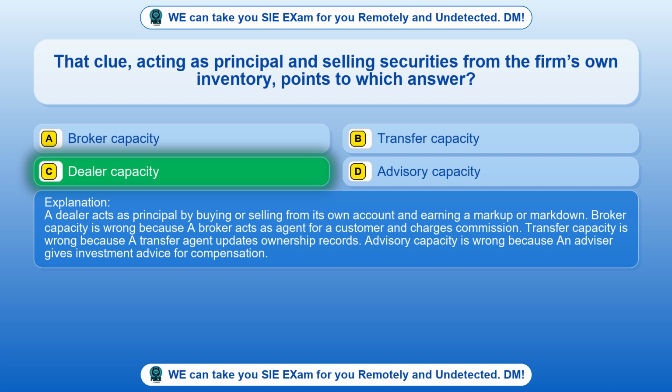Broker capacity is wrong because a broker acts as agent for a customer and charges commission. Transfer capacity is wrong because a transfer agent updates ownership records. Advisory capacity is wrong because an advisor gives investment advice for compensation.